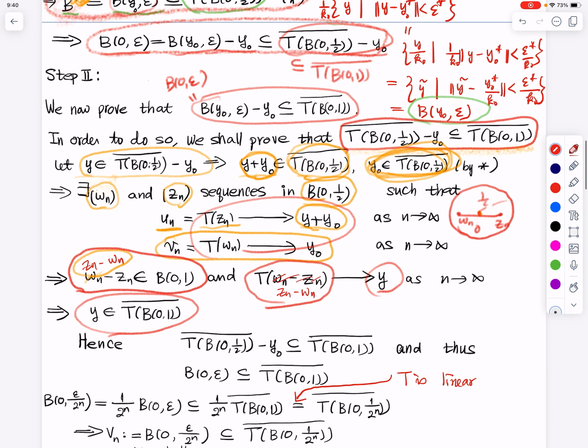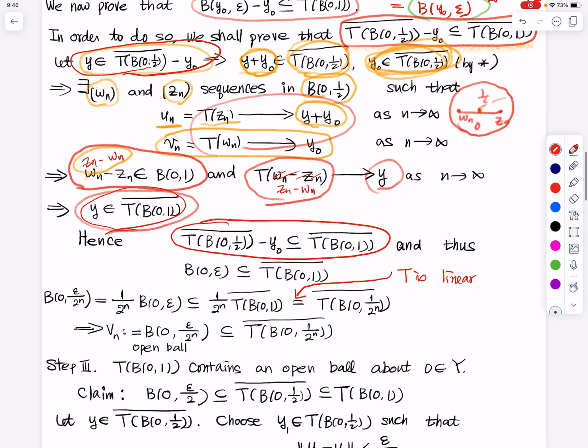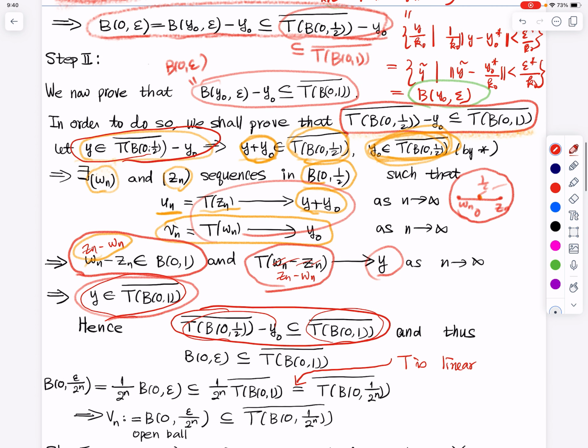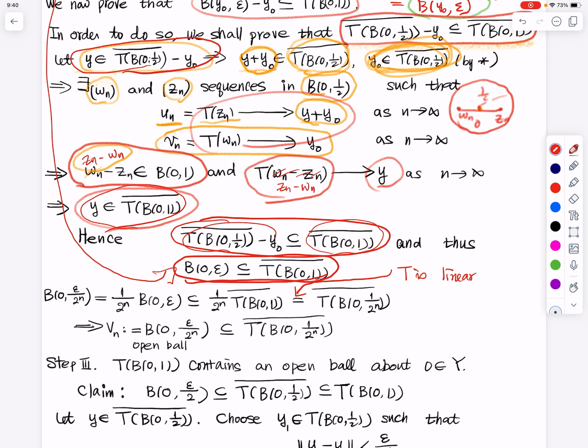So we take any element y in this set, y belongs to here. So what we proved is that this guy belongs to the closure of T(B(0,1)). Then finally we proved B(0,epsilon) is a subset of this guy from here. So step 2 is done.